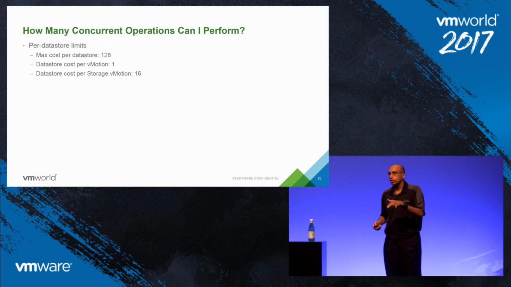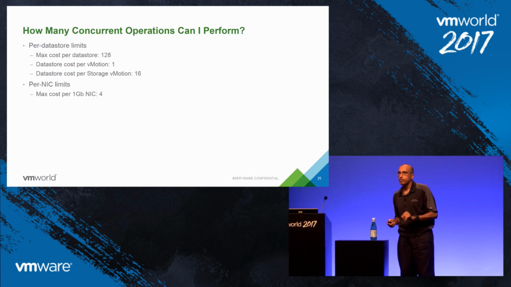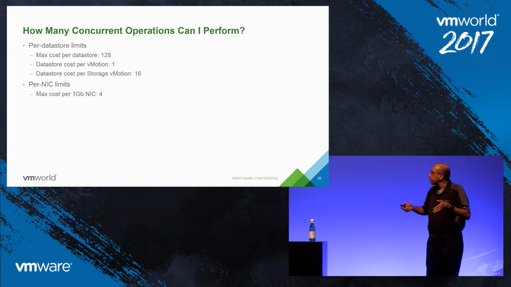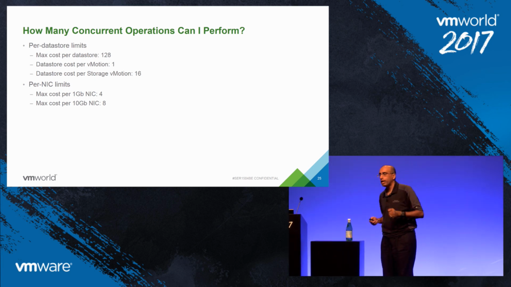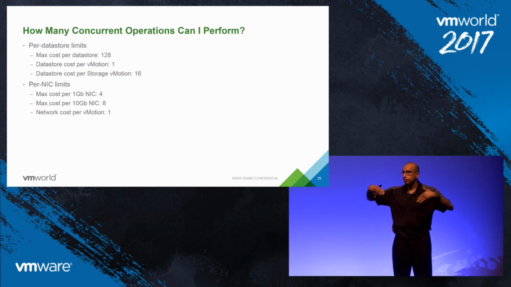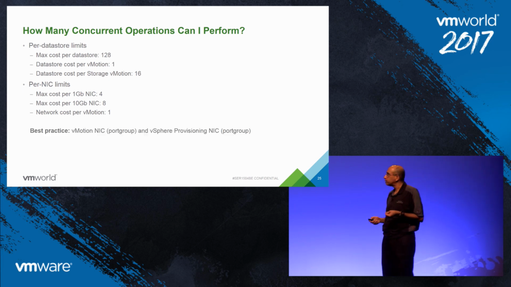The final limit that I'll talk about is the per NIC limit. I'm only going to talk about 1 gig and 10 gig for the moment. 1 gig has a total cost of 4 that it can absorb. 10 gig has a total cost of 8, so it has double the capacity. And the cost of a vMotion is 1. So you can see that for a 1 gig NIC, you can do up to 4 concurrent vMotions. For a 10 gig NIC, you can do up to 8.